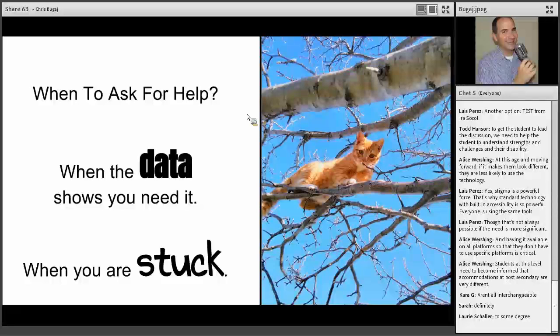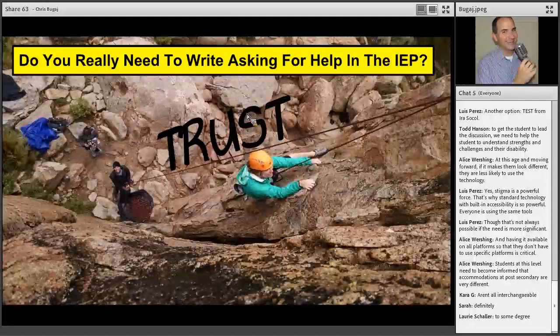Right? That's very data-driven. It doesn't always happen that way. It could just be that you're feeling stuck. You know the student is not making progress, or the student themselves feels stuck. They're not looking at the data that's being collected. They just feel like things aren't working. That's another way. Parents could just feel like it's not working, and that'd be another time to ask for help, just when you're stuck.